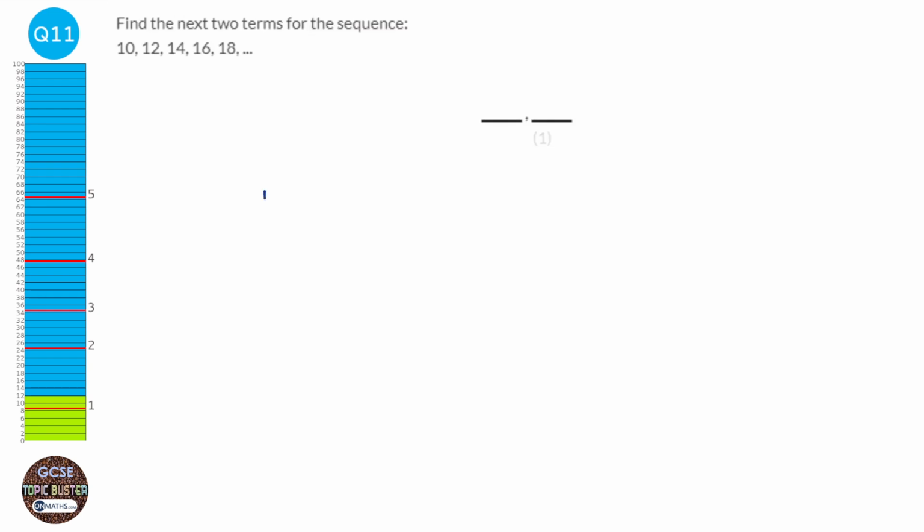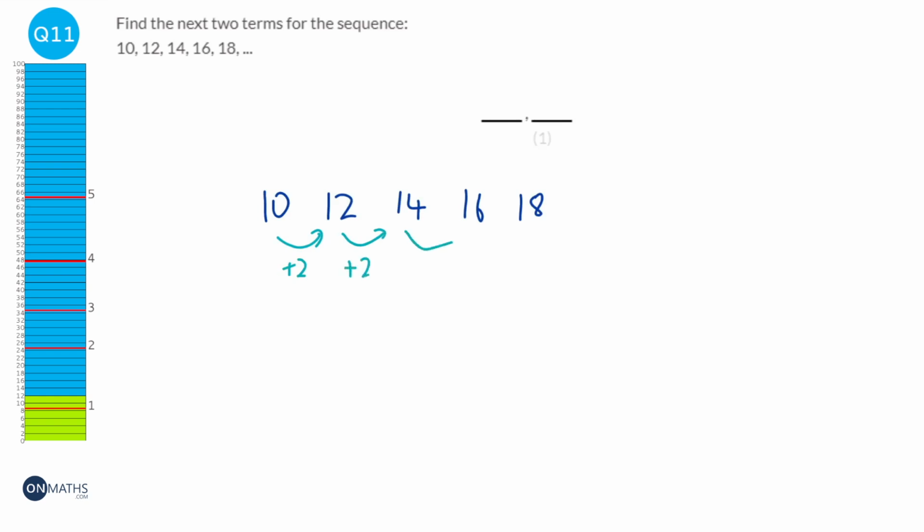So we're going to start off by writing the sequence out. And what you might notice straight away is that each of the terms is increased by 2. And so we're asked to find the next 2 terms. So we're just going to keep this pattern going. So increase it by 2, that would be 20. Increase by 2 again, and that would be 22.